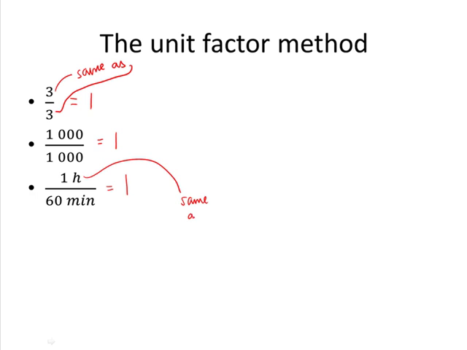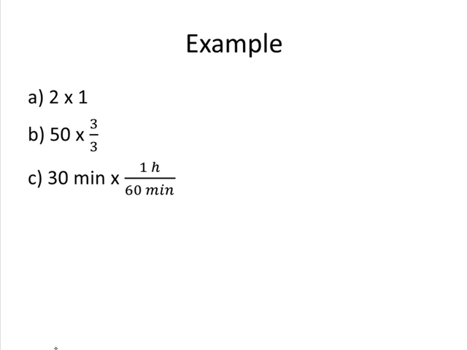Now 1 hour is just as much time as 60 minutes. So you are dividing something by itself. The only difference now is that hour and minutes, of course, are not the same unit. And that's why this last conversion factor, 1 hour divided by 60 minutes, is a very helpful ratio, whereas 3 over 3 and 1,000 over 1,000 is not very helpful.